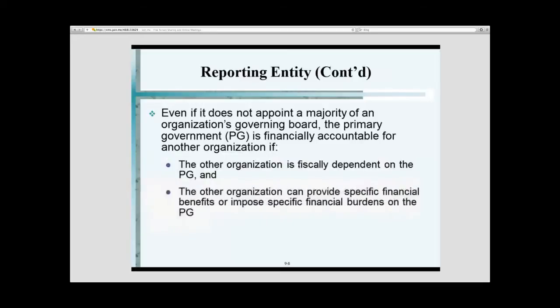And look at this. Even if it does not appoint a majority, if the primary government is financially accountable for another organization, if the other organization is fiscally dependent, the other organization can provide specific benefits or impose. Remember the case of Rutgers? Even though you might not appoint the board, if it meets those two tests, you have to include their financial statements as part of the CAFR.